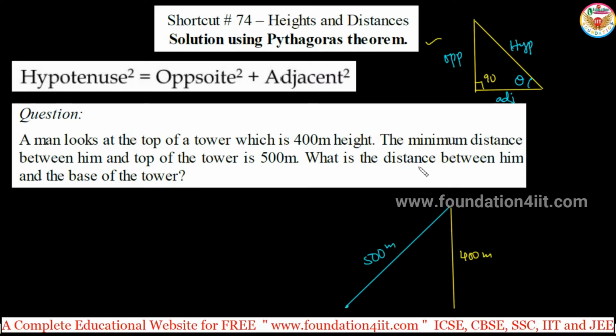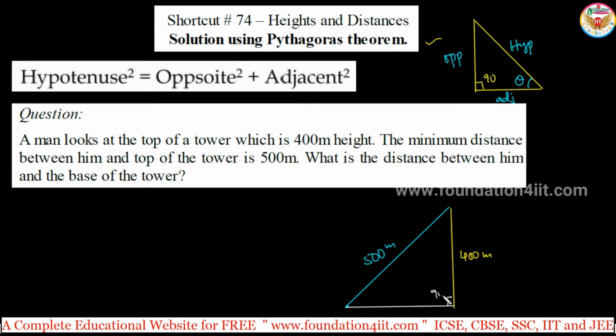What is the distance between him and the base of the tower? So from him to the base of the tower. That means it's 90 degrees. Okay, perpendicular. The tower to the base is perpendicular. So it's 90 degrees. We need to find the value of x. Okay, that is the distance between him. The person is here. Person is at A. BC is the height of the tower. AB is the shortest distance from the person to the top of the tower.